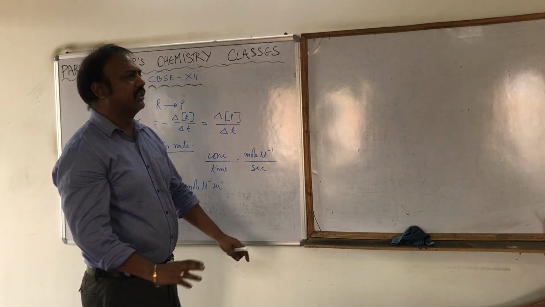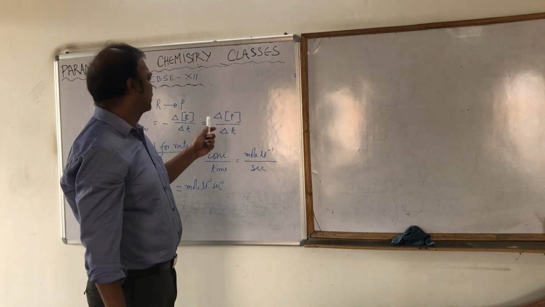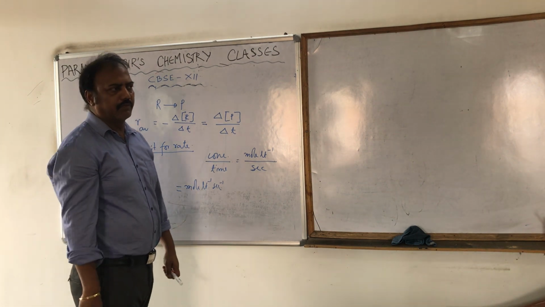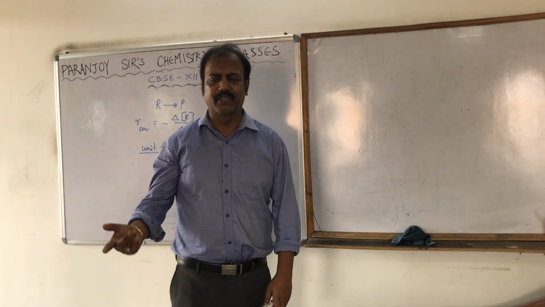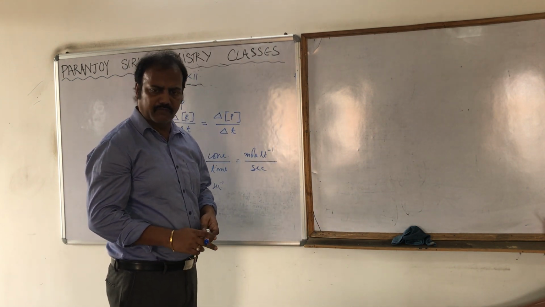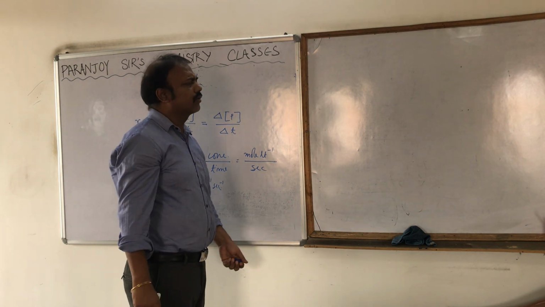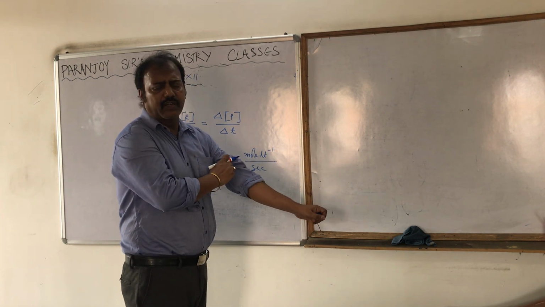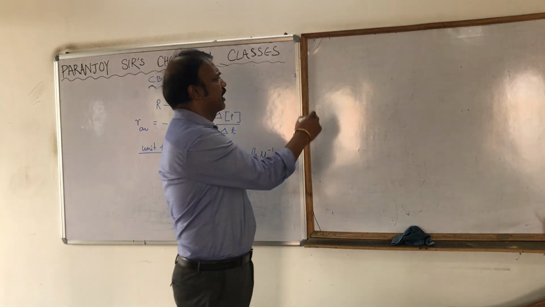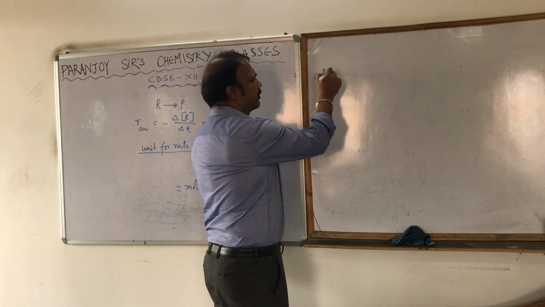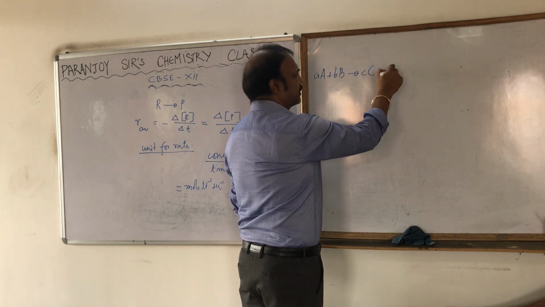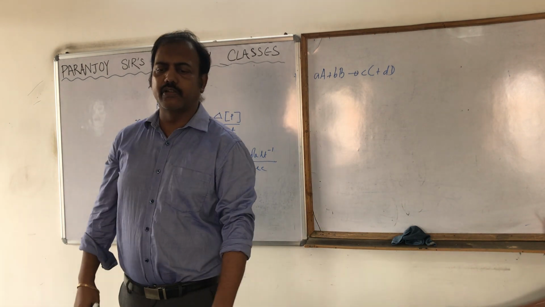The second thing we are going to know today: we had discussed the simple reaction where 1 mole of reactant is converted into 1 mole of product. But almost no reaction is of this kind. So in general we can write the reaction like this. A general reaction: suppose a moles of A is reacting with b moles of B, producing c moles of C and d moles of D.